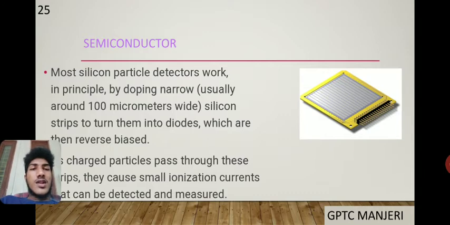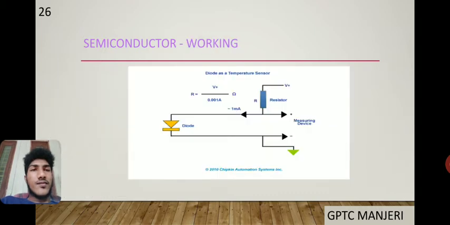The charged particles pass through these strips. They cause small ionization currents that can be detected and measured. The semiconductor working diagram.